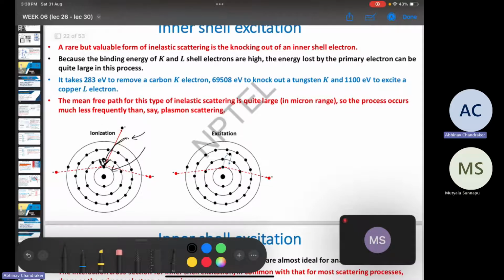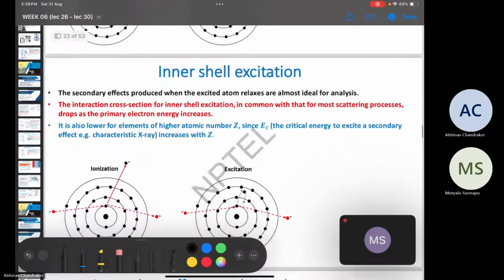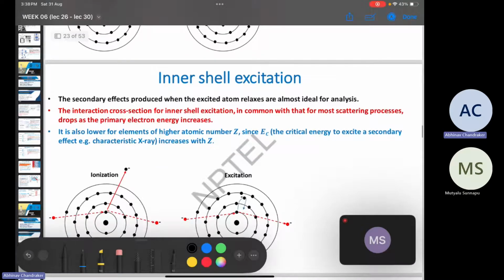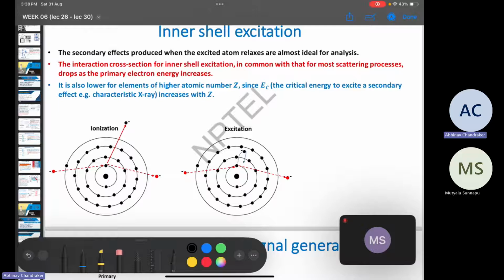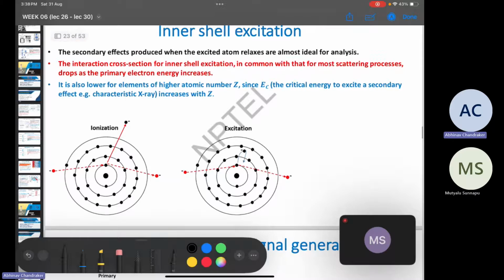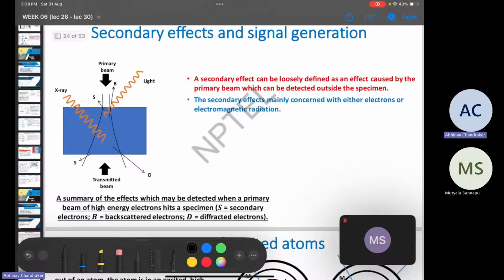This also has a quite high mean free path, and so this is also there. But since we usually have a good amount of current that we give, this phenomenon, even though it is rare, is still very useful for us for getting composition related information, since the X-rays which get generated are characteristic for the atoms from which they are being generated.